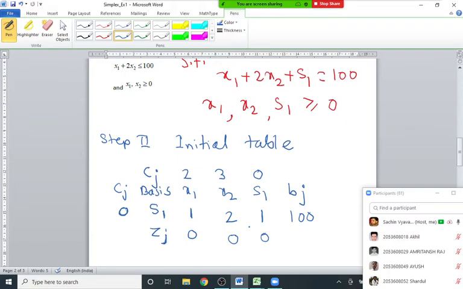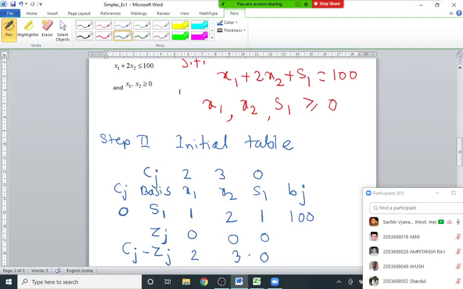Once you get Zj, there is a last row of the table, and that last row is known as Cj minus Zj. This is the important row, because it is the stopping criterion of the iteration. When we calculate this Cj minus Zj, it indicates whether there is scope for improving our solution. Let me calculate it first. C1 minus Z1 is 2, C2 minus Z2 is 3, and C3 minus Z3 is 0.